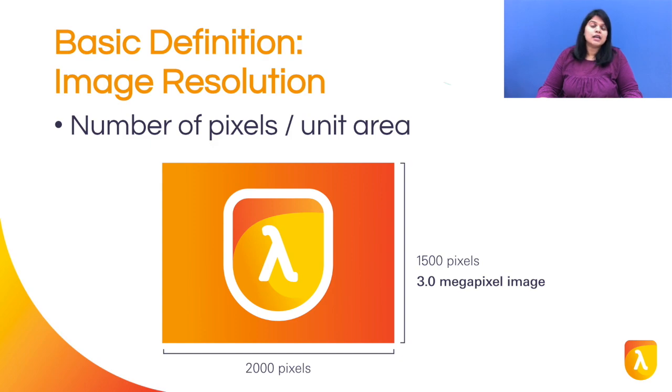This means the image is 2000 pixels wide and 1500 pixels high and contains a total of 3 million pixels, making it a 3 megapixel image.